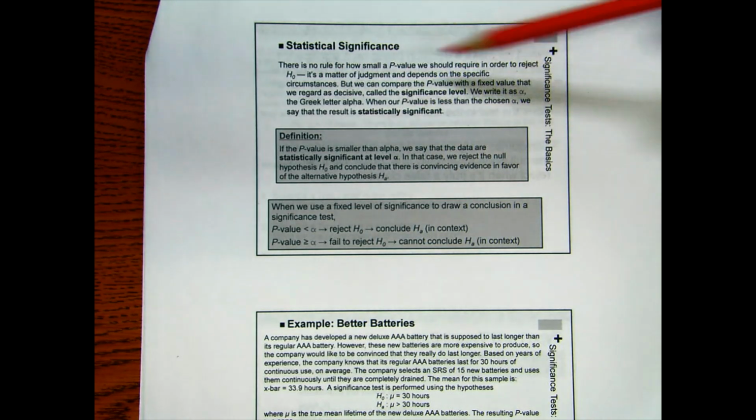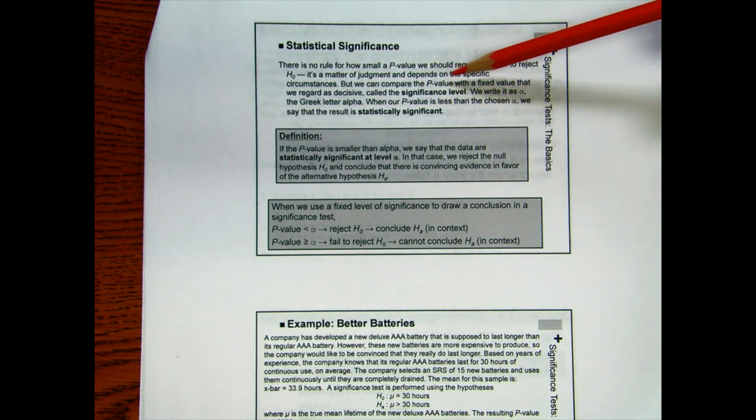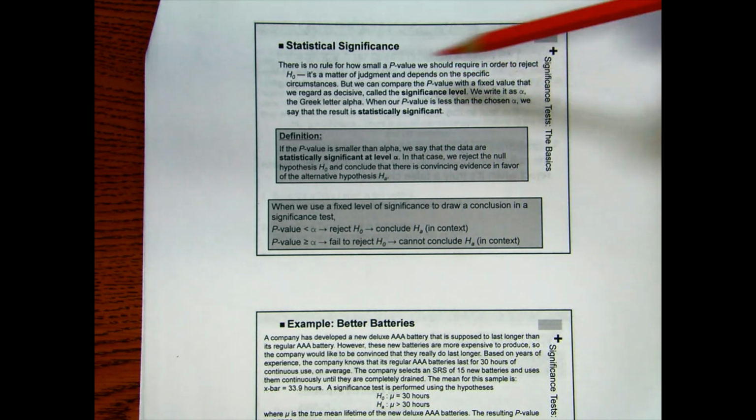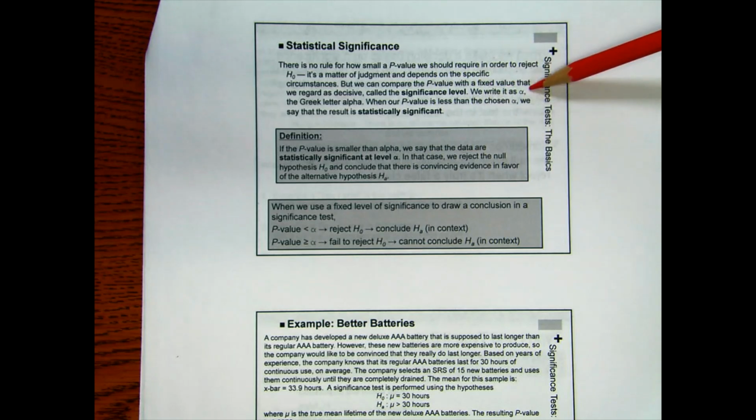It's a matter of judgment. It depends on the specific circumstances. But we can compare the p-value with a fixed value that we regard as decisive, called the significance level. And we write that as alpha.